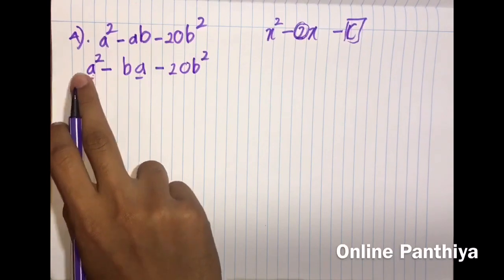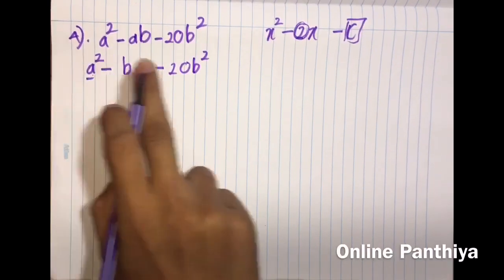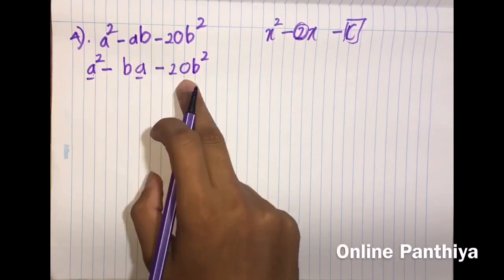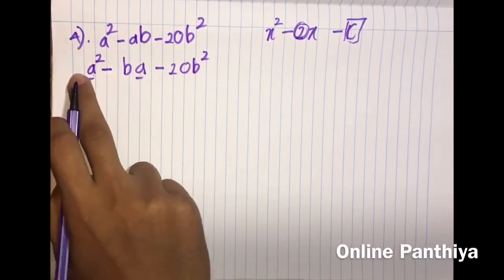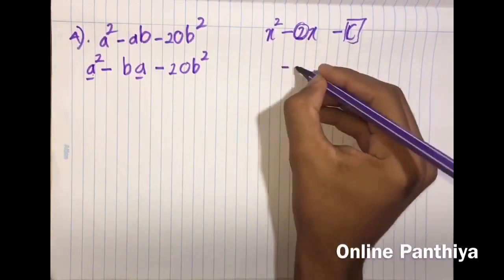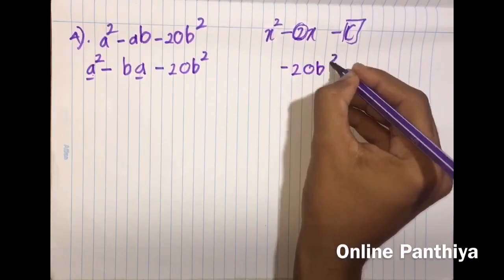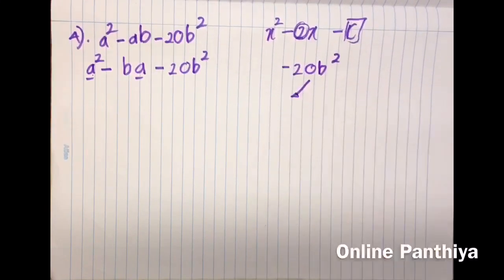Yes, multiply coefficient of this by the constant. That will give you how much? Plus 1 into minus 20b squared. Minus 20b squared. Now you have to write all the factors of this. Okay. How do you write all the factors? How do you get all the factors? There is something important here.